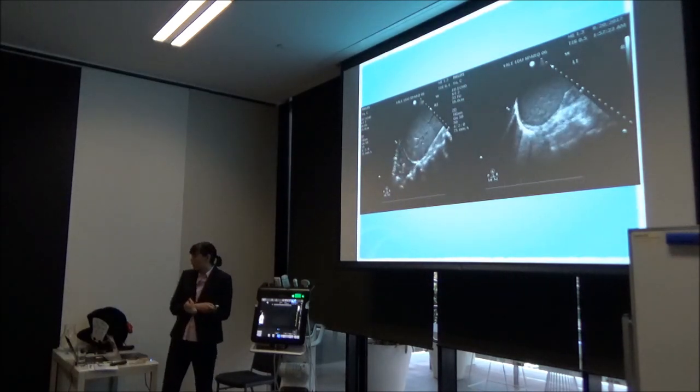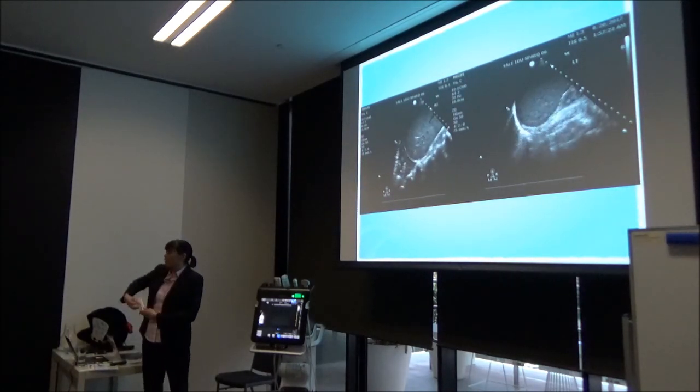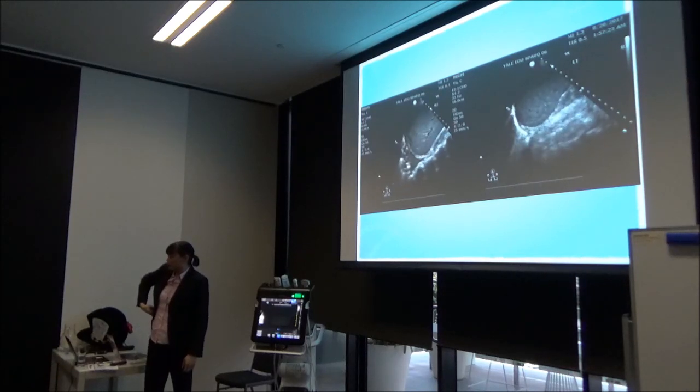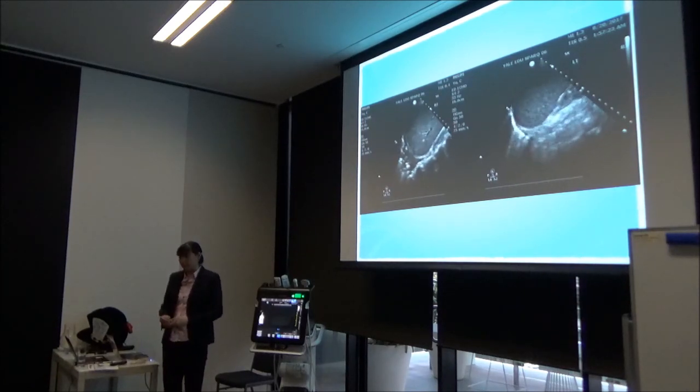We didn't go through this yet. So this is the kind of high, fast, coronal view where we're looking for pleural effusion.